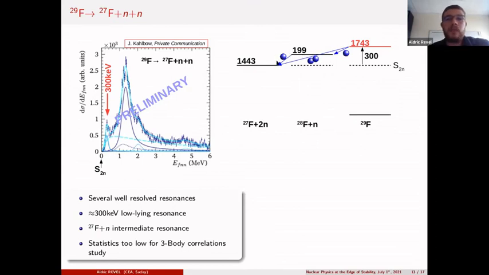In this case, we cannot conclude on the correlation between those three bodies because of statistics issues, since we have a very strong contribution from uncorrelated background that has to be taken into account in this area. So it's hard to distinguish if this three-body system decays through a sequential decay or some direct decay straight to the ground state of fluorine-27.